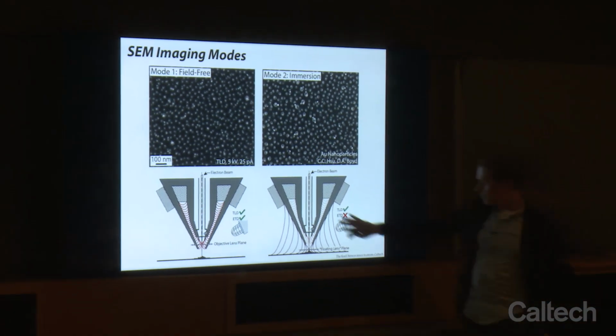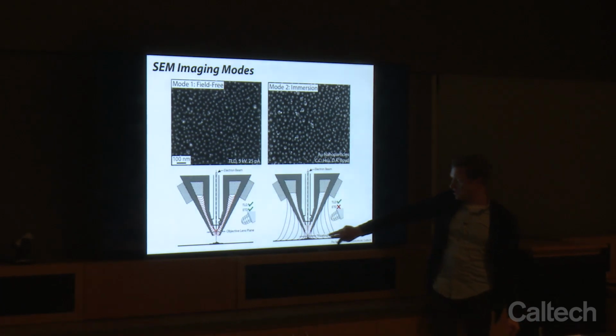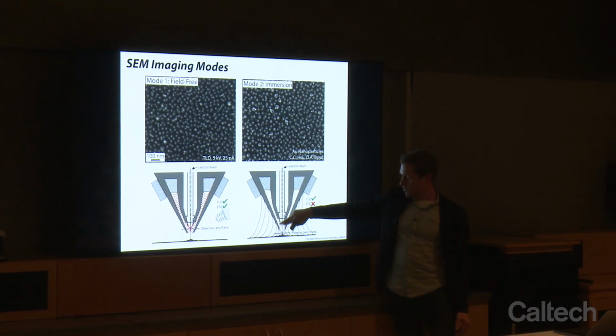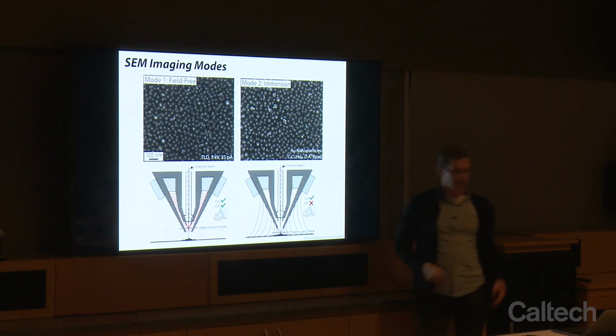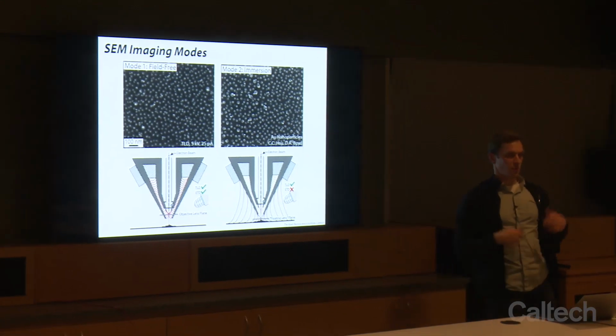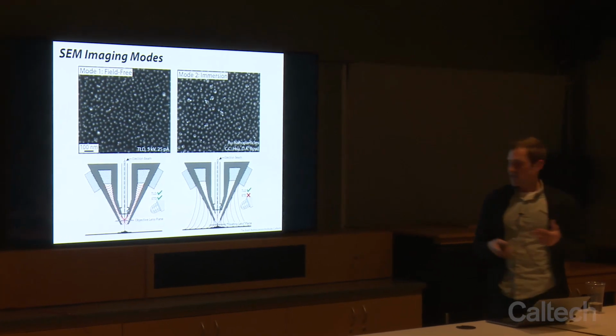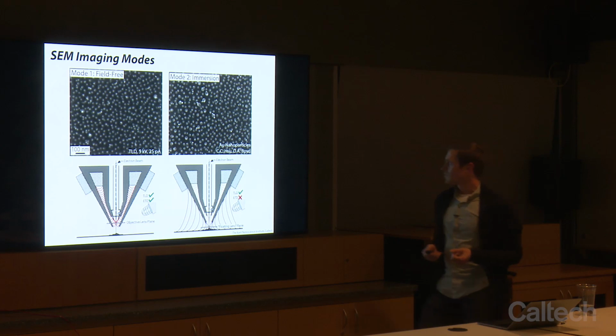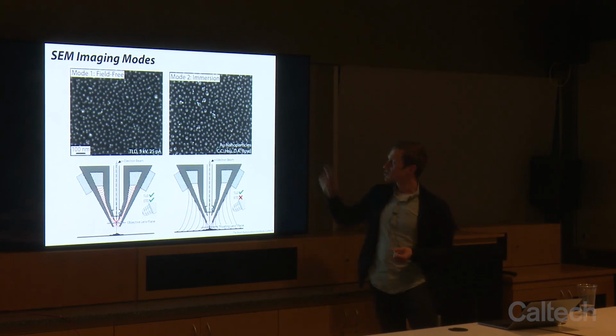What this does, though, when we have this magnetic field here, we can't get electrons out to the Everhart-Thornley detector, but we can funnel them very efficiently up to the TLD that's inside the column, and we're going to get high signal in addition to the small probe size. So that's how we do immersion mode imaging.